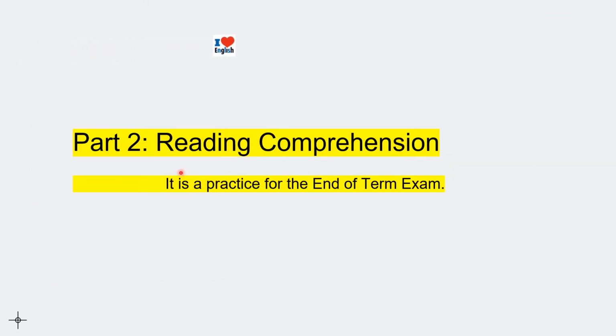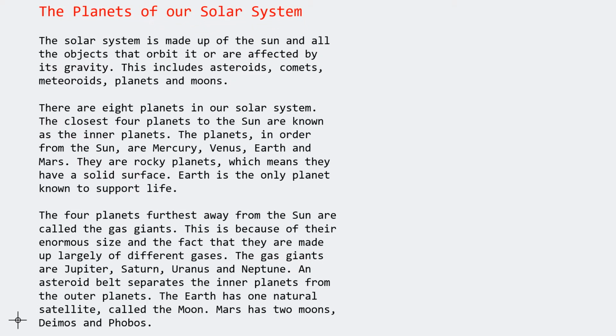Part 2, it's a reading comprehension about the solar system, and it's a practice for the end of term exam. This comprehension passage is about the planets of our solar system. First, we have to look quickly at how many paragraphs. 1, 2, 3, 3 paragraphs, and we are going to read it quickly to answer some questions on this passage.